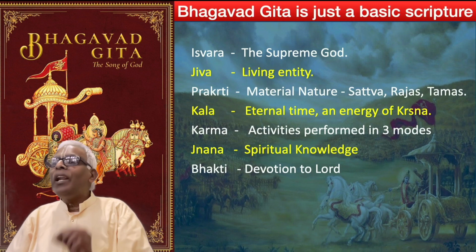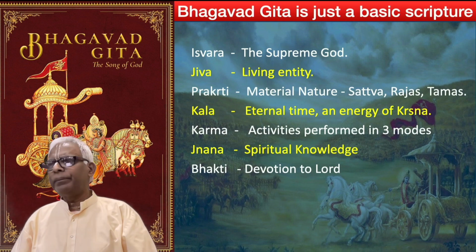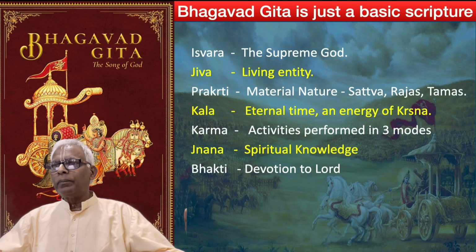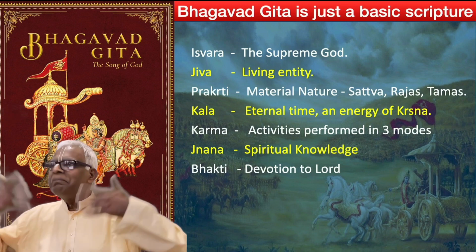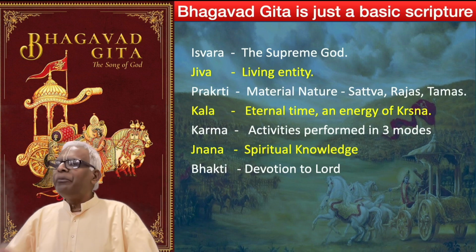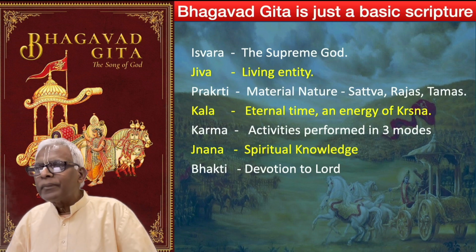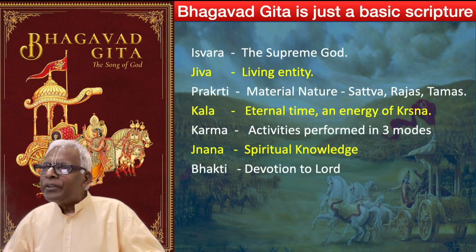Bhagavad Gita is only a foundation, by the way. It is very basic and meant for general people. It's like a school. What are the things it talks about? Ishvara, who is the Supreme God. Jiva, the living entity. Prakriti, material nature, which is subject to Sattva, Rajas and Tamas. And Kala, eternal time, which is the energy of Krishna.